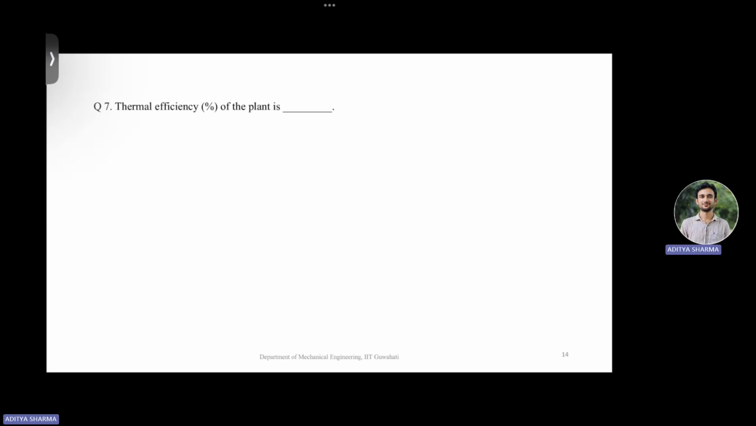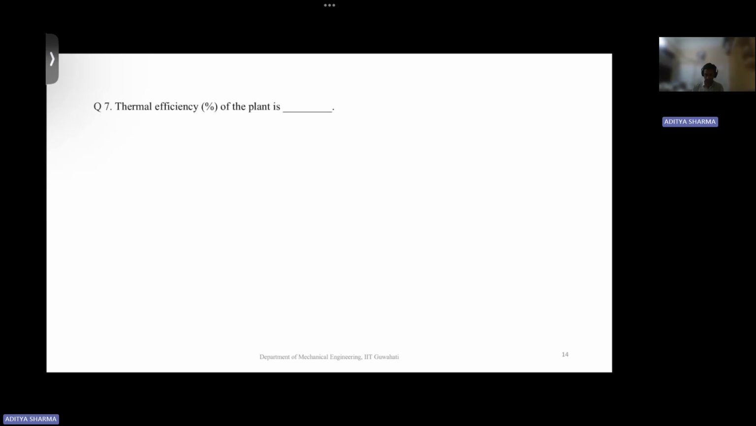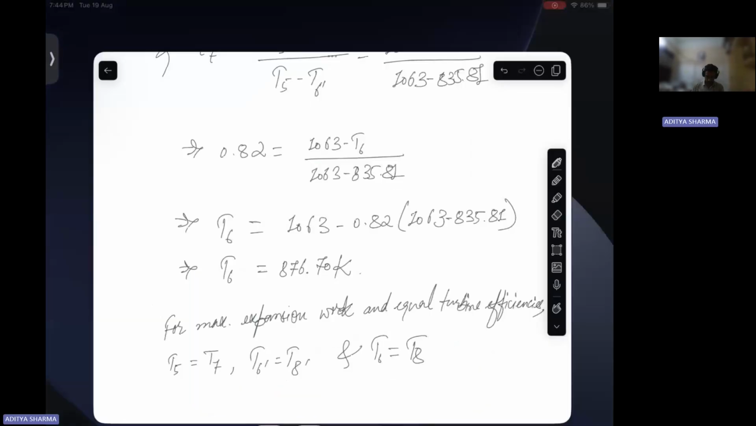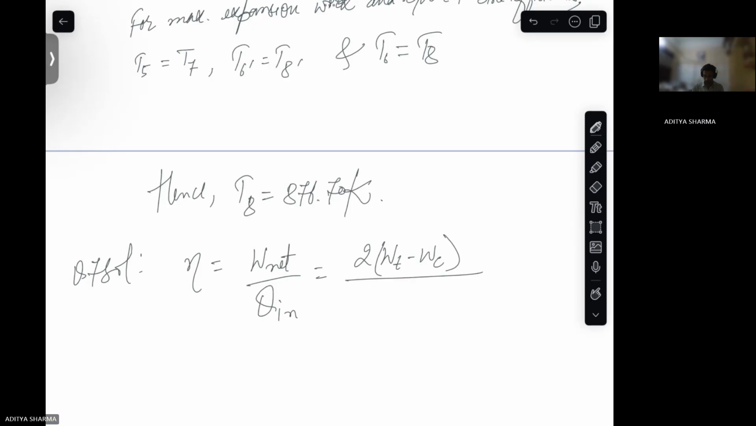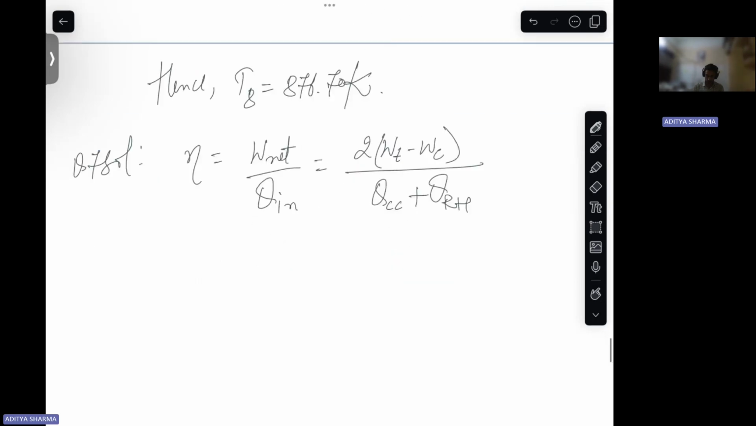Okay, so let's continue with the session. Thermal efficiency of the plant is what the question asks. Question number 7, the thermal efficiency eta is W net by Q in. So, W net is Wt minus Wc. Q in is QCC plus QRH because reheater is also there.